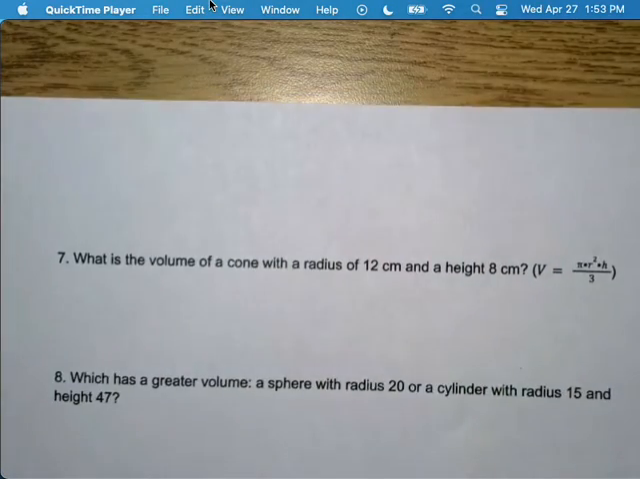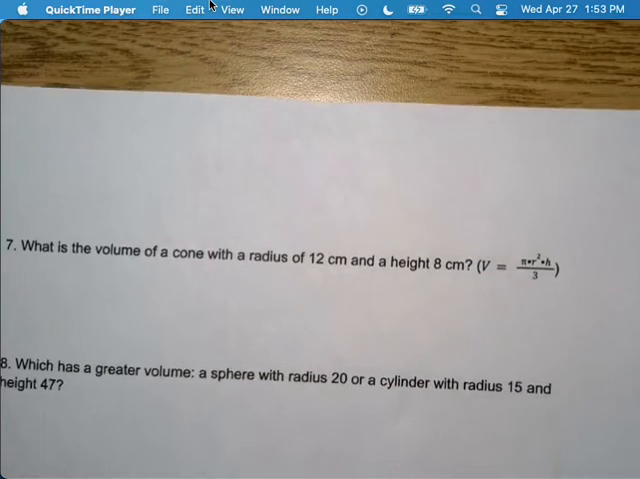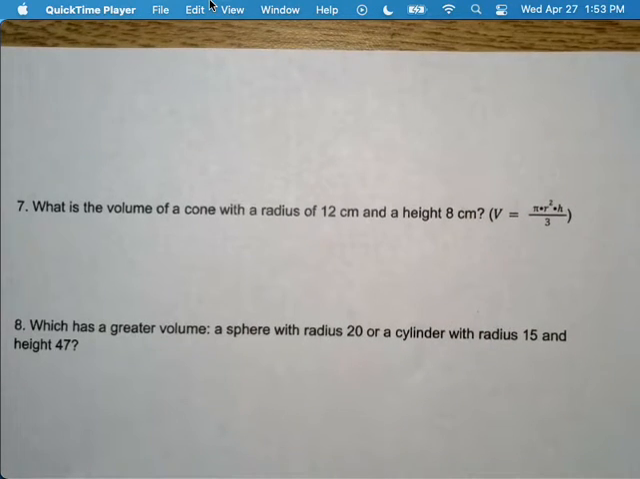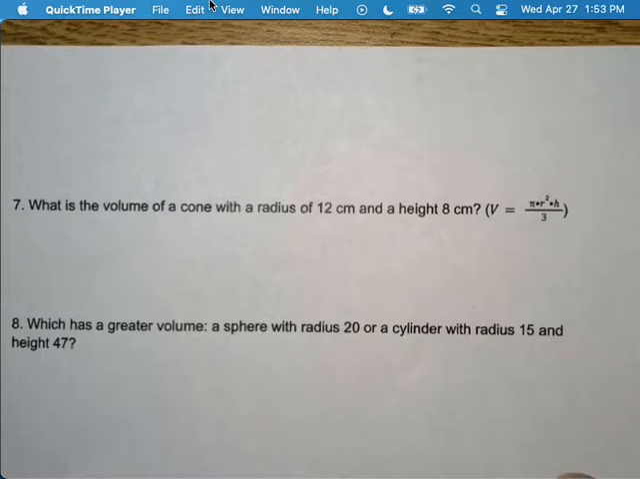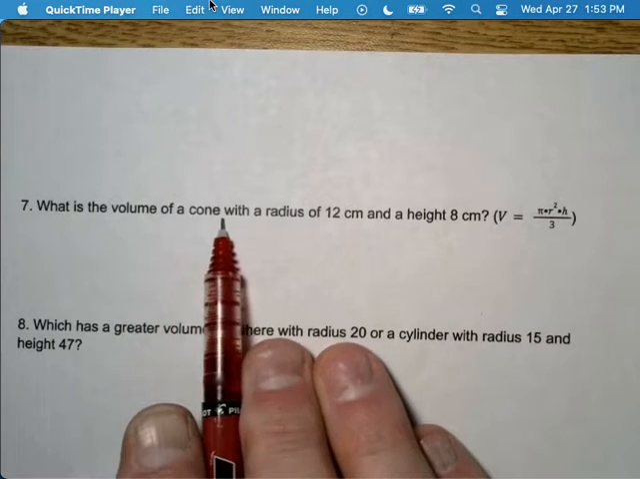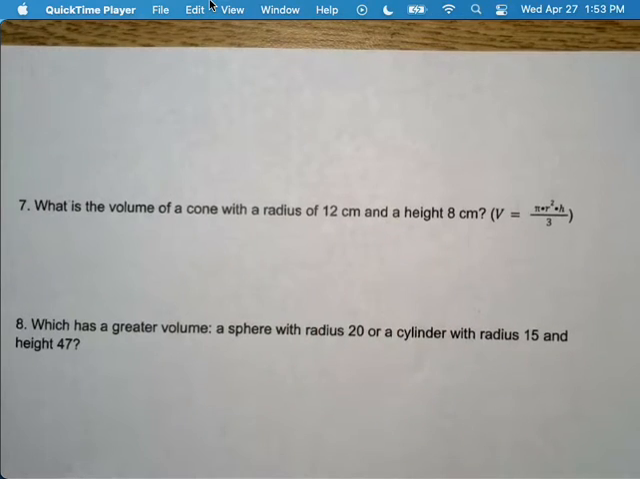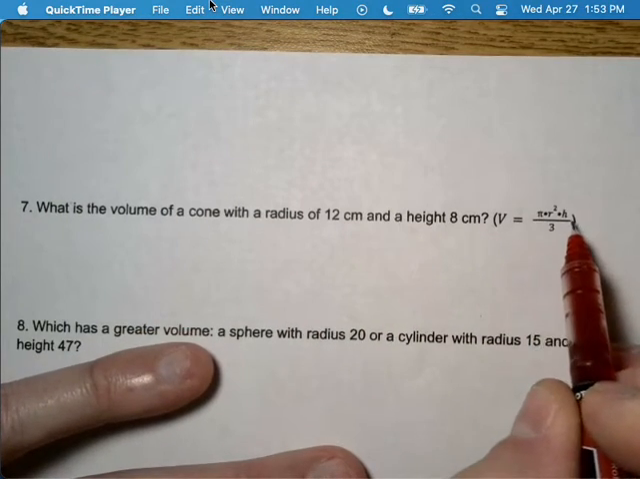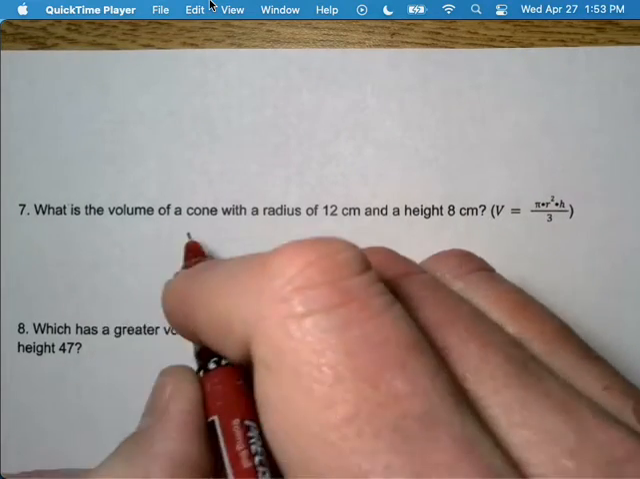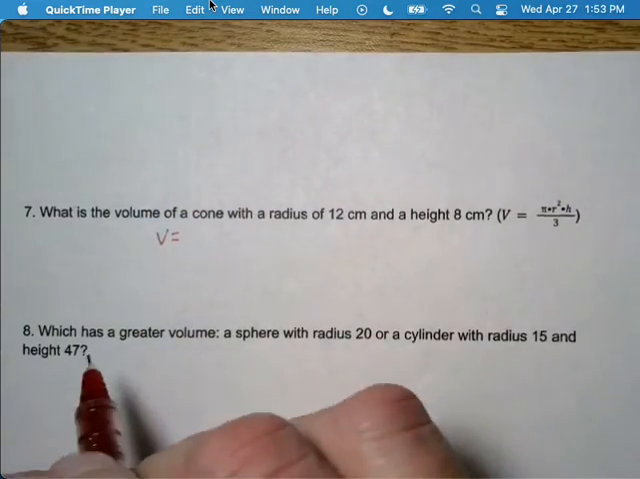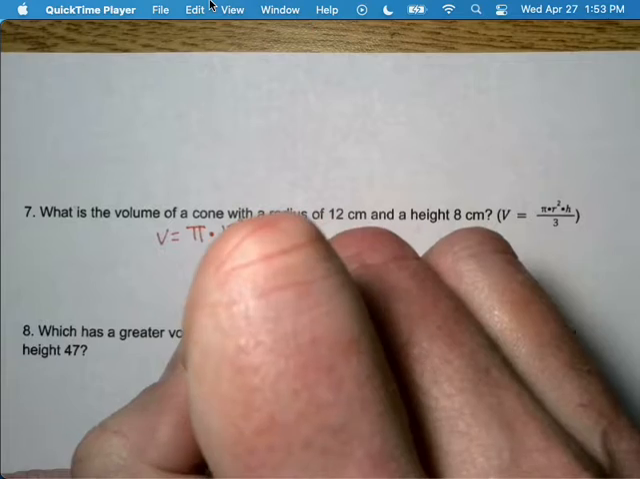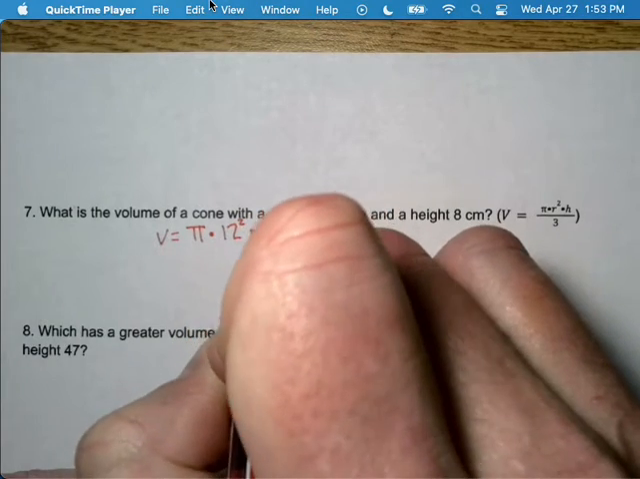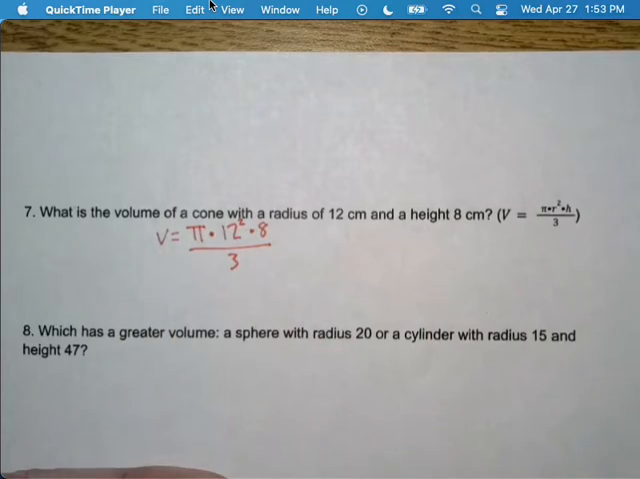Number 7, for those of you that just came in, the formulas will be given to you on the test. So don't worry about memorizing those. They're on the study guide. They are on the test. So you should be good to go. What is the volume of a cone with radius 12 centimeters and height 8 centimeters? All we have to do is plug numbers into the formula and let the calculators do the work. So volume equals pi times radius 12, 12 squared, times height, which is over 3.